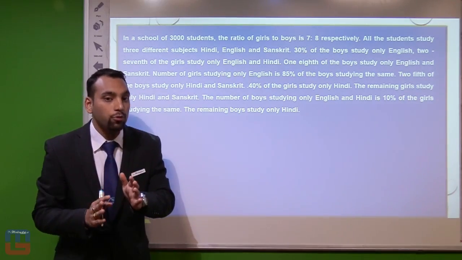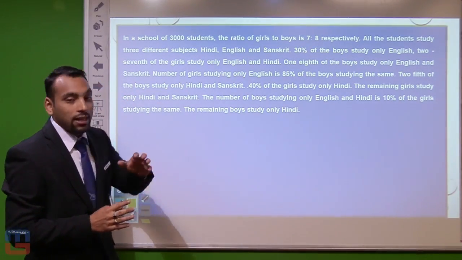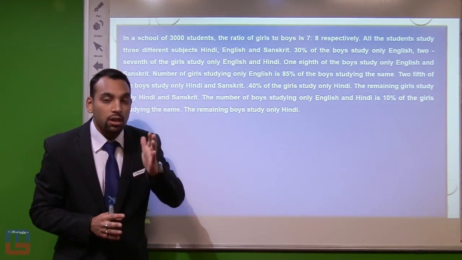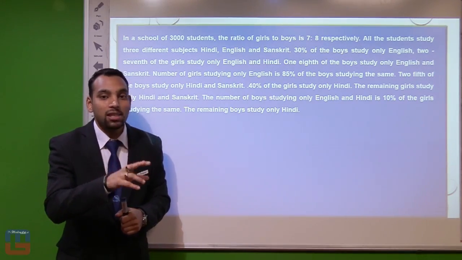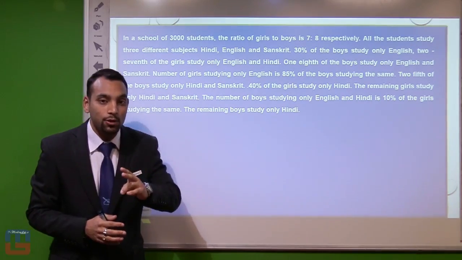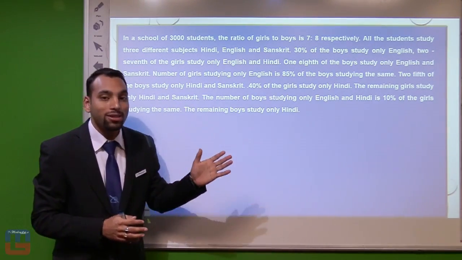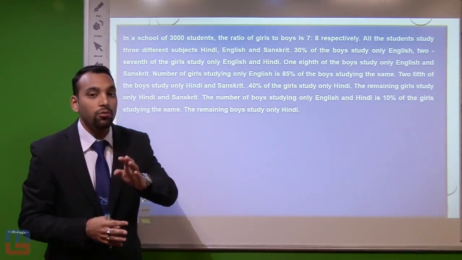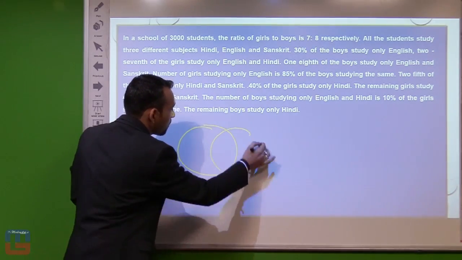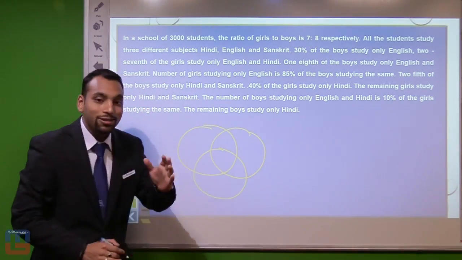Now see what we have to find. What the question is saying exactly: in a school of 3000 students, the ratio of the girls to the boys is 7:8 respectively, which means we have two things, boys and girls. So we will make a different Venn diagram for the boys and for the girls as well. Total we have 3000. This Venn diagram is for the boys, and in the same way the next is for the girls.